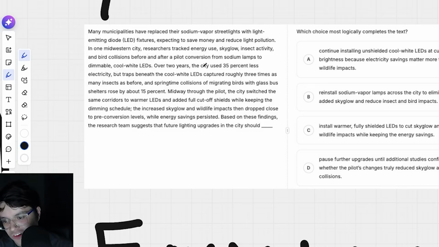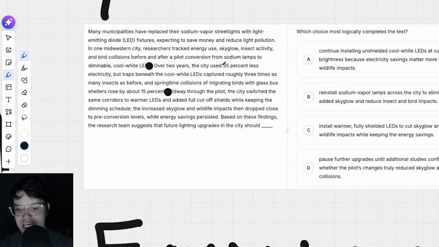Okay, then the city used 35% less electricity, but traps between the cool white LEDs captured roughly 3 times as many insects as before, and springtime collisions of migrating birds with glass bus shelters rose by about 15%. Okay, so there are a lot of words in that sentence. That's a very long sentence. It went from here all the way down here. When you have ultra long sentences like that, it can be useful to not just summarize the entire sentence, but actually summarize just pieces of the sentence to make it even simpler than it was before.